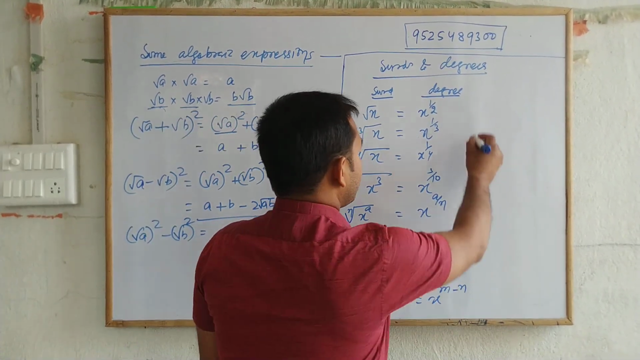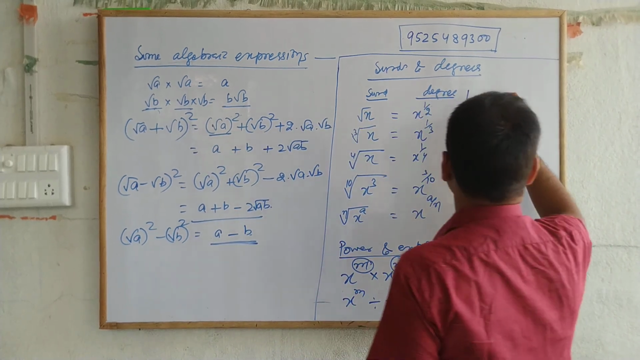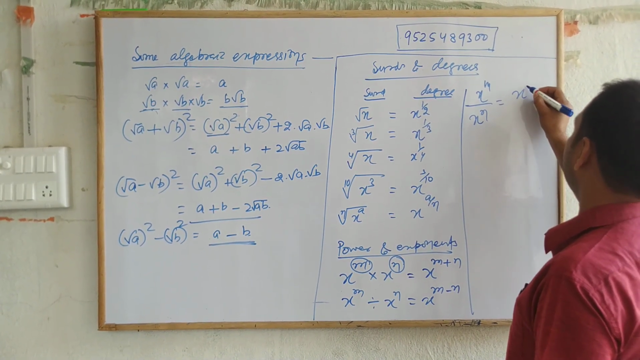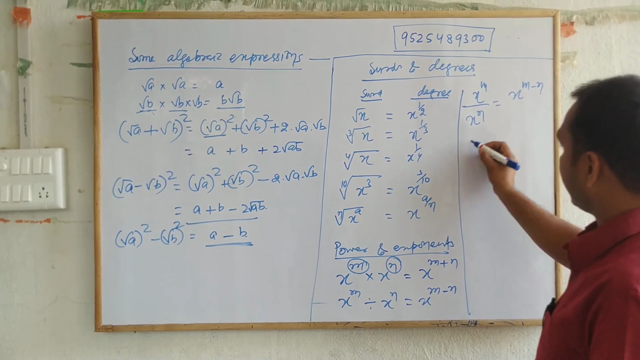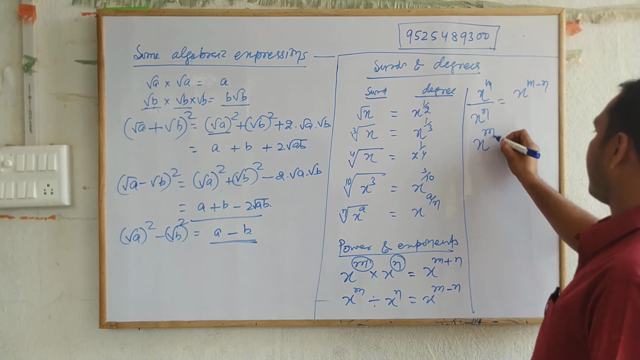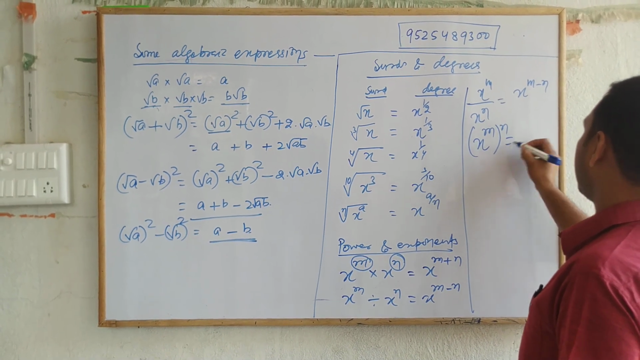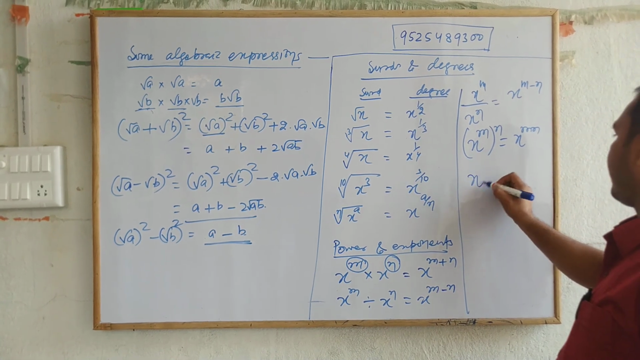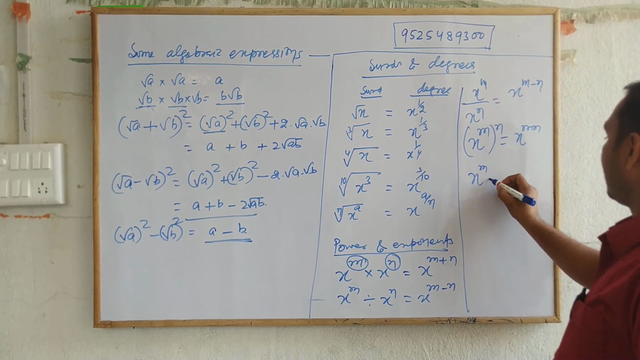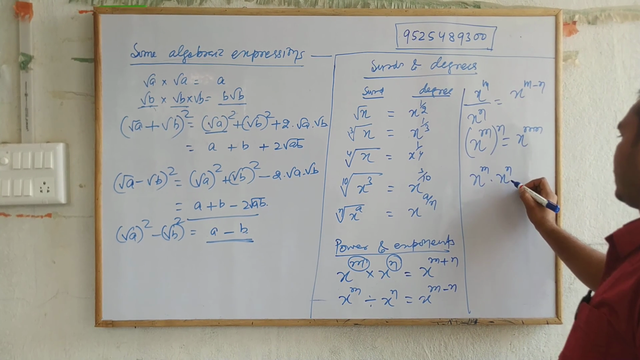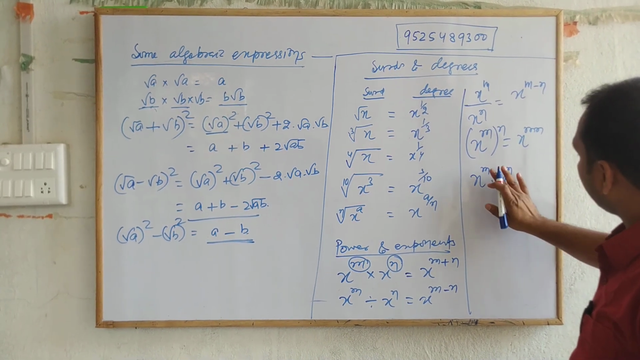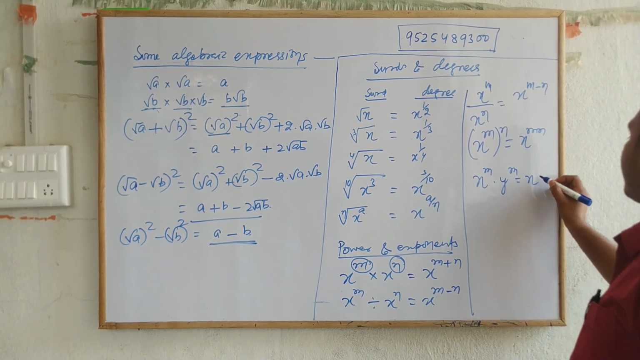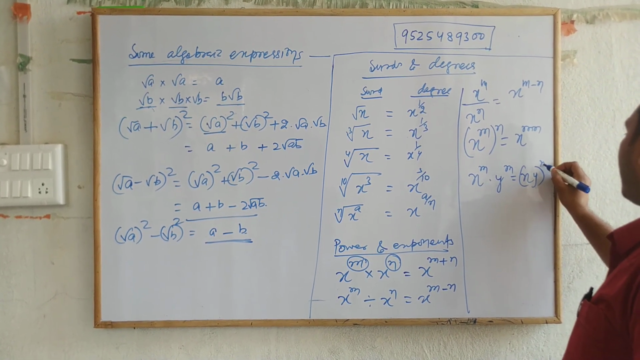Here x to the power m by x to the power n is equal to x to the power m minus n. And if x to the power m whole to the power n, then we multiply the powers m and n. Similarly, if x to the power m into y to the power m, in this condition we write xy whole to the power m.